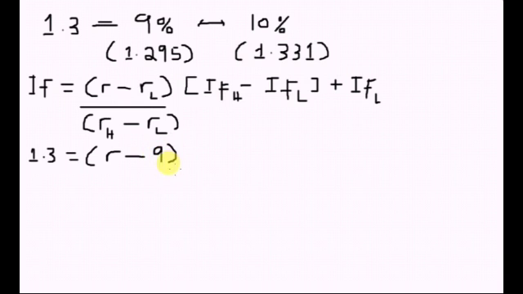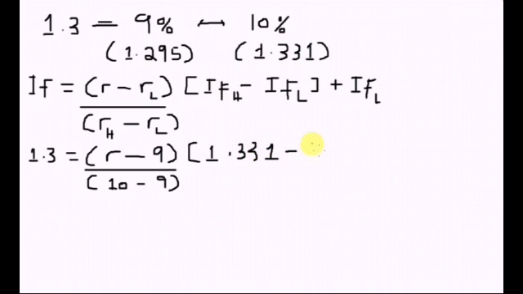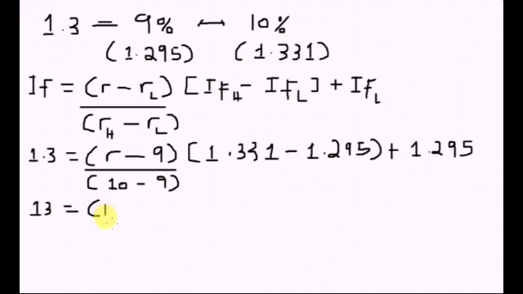So R minus 9, over 10 minus 9, then my interest factor on the higher part is 1.331 minus the interest factor on the lower part, 1.295, plus my interest factor on the lower part, 1.295. So I can say 1.3 is equal to R minus 9.